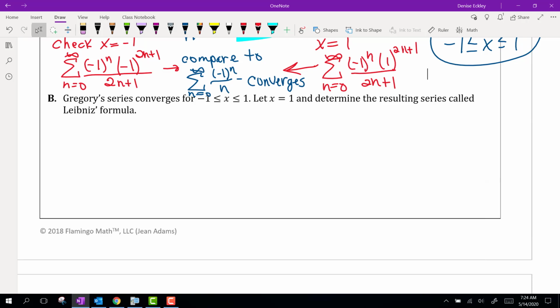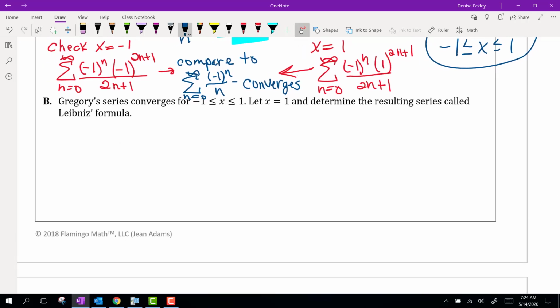If we let x equals 1 and determine the resulting series, it's called the Leibniz formula. Now this is kind of cool, because what you're going to find is, let me just write this down, I'll show you in the calculator. So if we put x equals 1 in, we have this series.